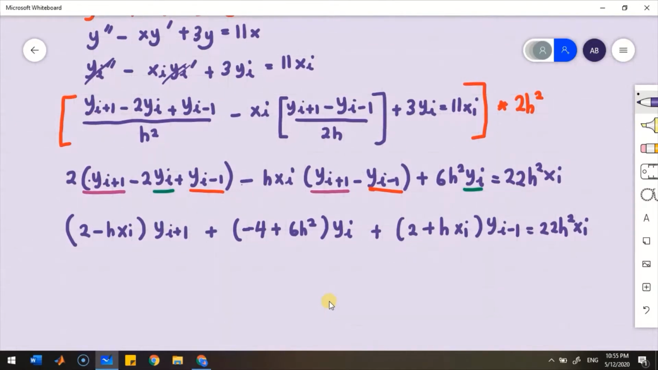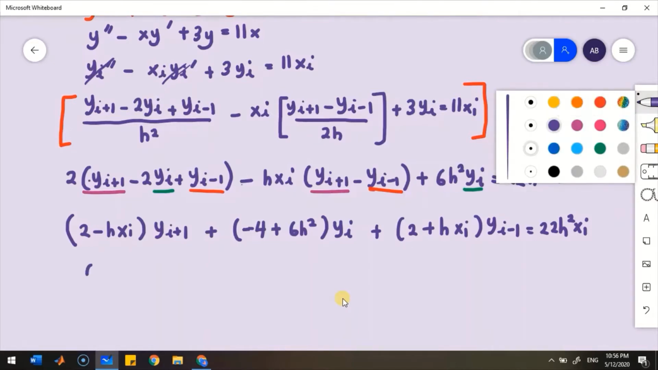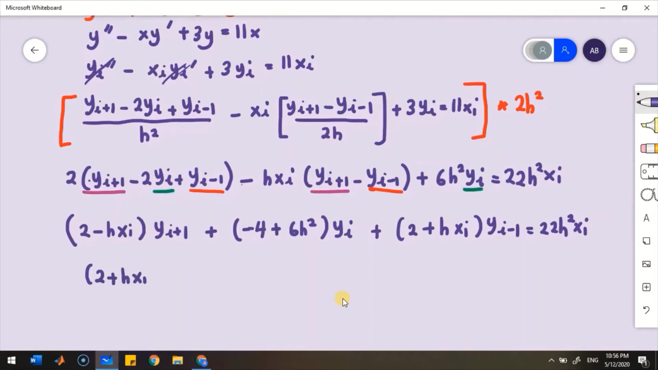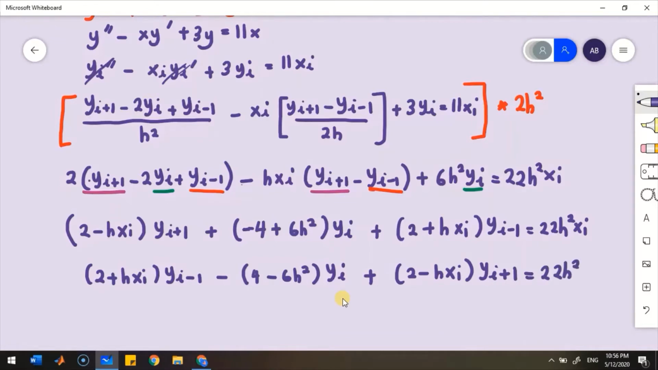Okay, so remember, usually what we do here, we will write yi minus 1 first. So I want to write this as 2 plus hxi yi minus 1. Okay, I'm taking out the negative outside, so I have negative 4 minus 6h squared yi. Okay, and then I have plus this term here, so I have 2 minus hxi yi plus 1 equals to 22 h squared xi.